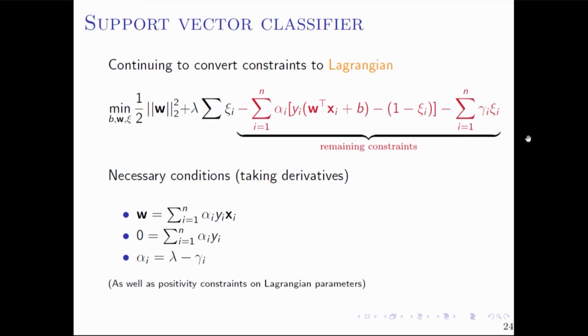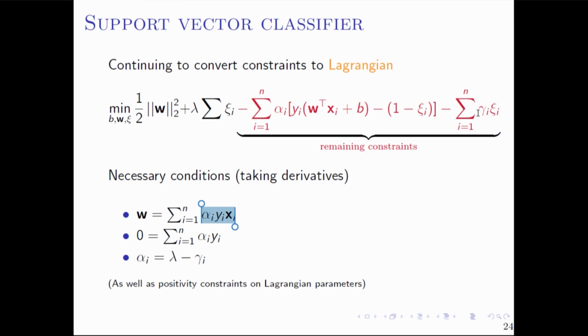If you take the derivative of this function with respect to w, since you want to minimize, the derivative with respect to w will be 0. That is the minimum, the optimum point. When you set this derivative to 0, you end up with w equal to the sum of alpha i, yi, xi. These alpha i's are for all samples, each sample has one alpha, and likewise gamma also has one per sample.